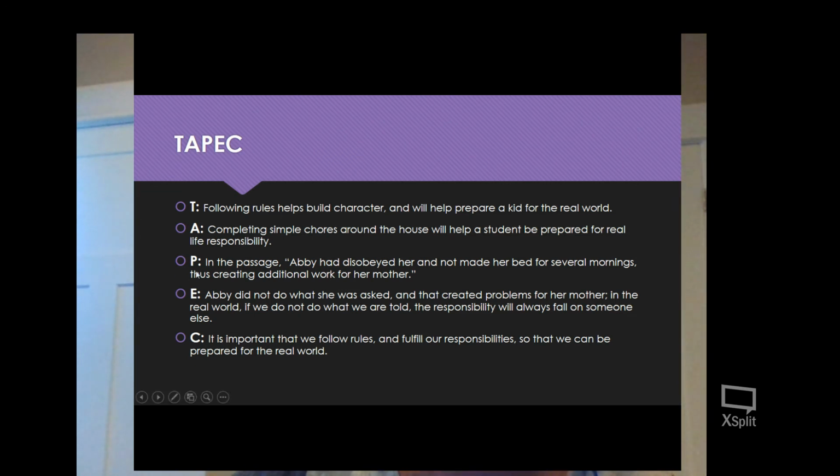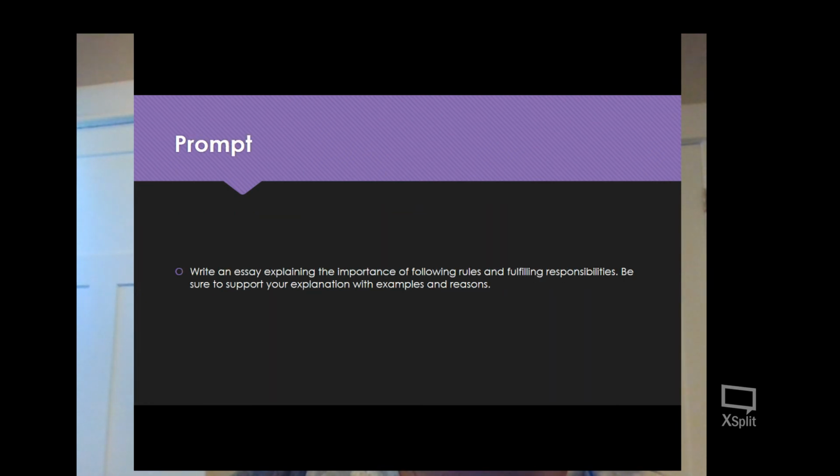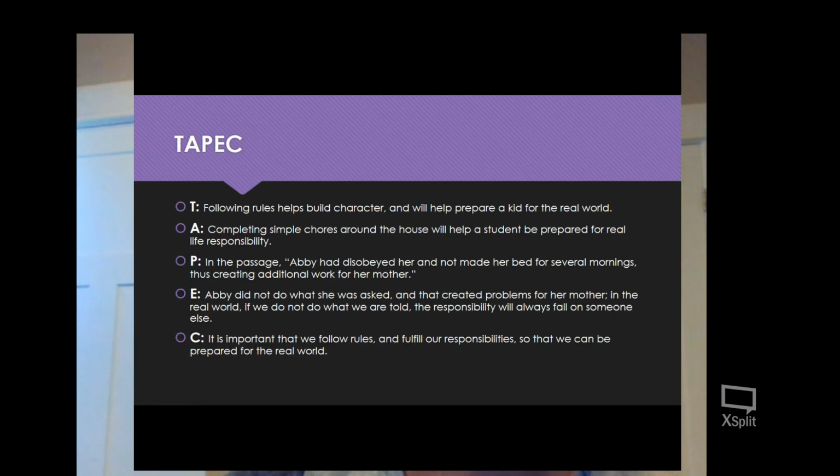Now here's my proof. Now this is my example. And if you remember, the prompt did ask you to include examples. In the passage, Abby had disobeyed her and not made her bed for several mornings, thus creating additional work for her mother. Now, I'm going to explain this because if we just left it with the topic sentence, assertion, proof, and a conclusion, we'd be like, what? Please explain it all to me.